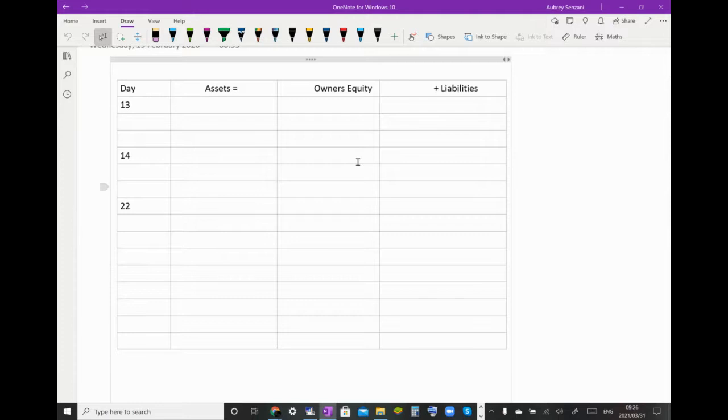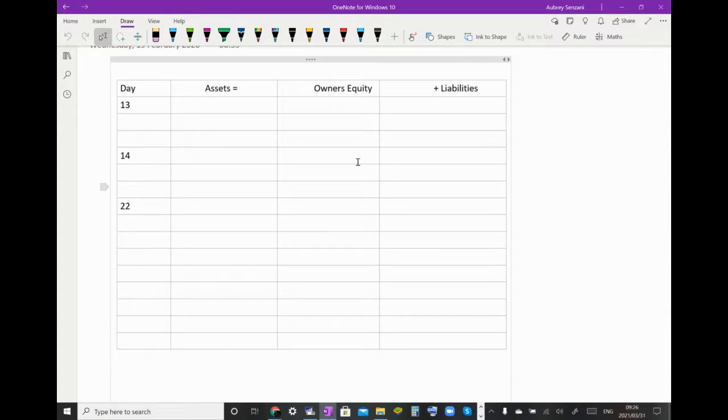It's not assets. And which specific account? Which specific account? Because we know the specific account we use under the perpetual would be trading inventory. Under the periodic, what would we use? Yes. Okay, it's purchases. And purchases is not an asset, it's an expense account.